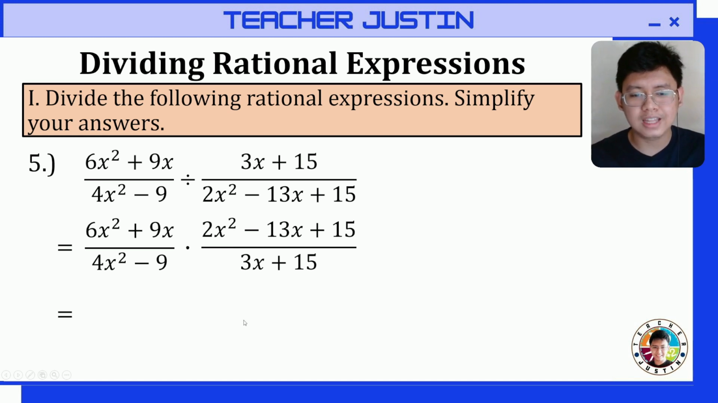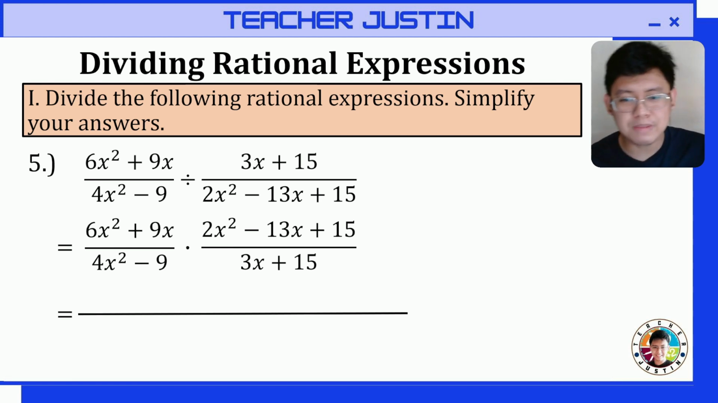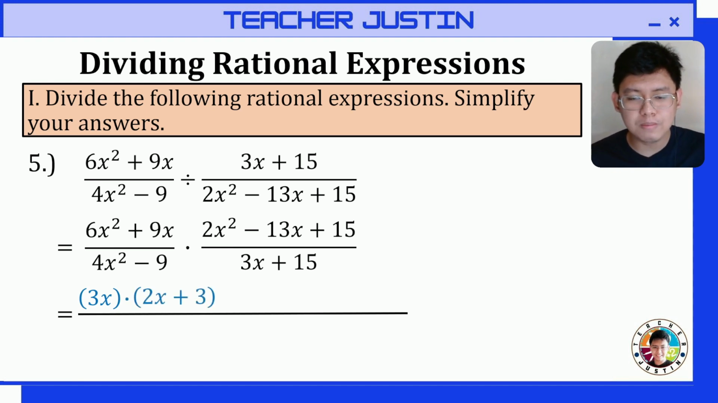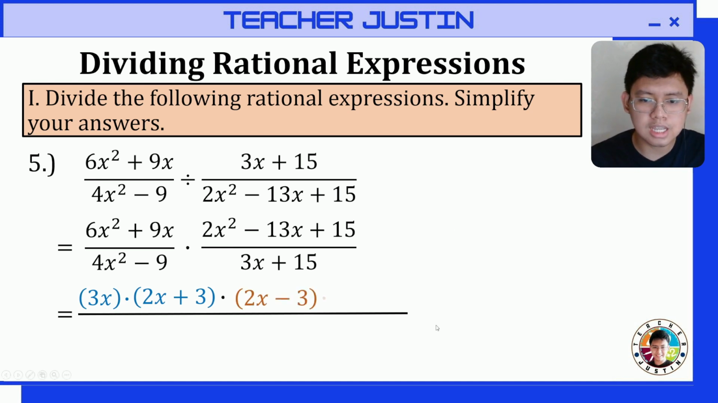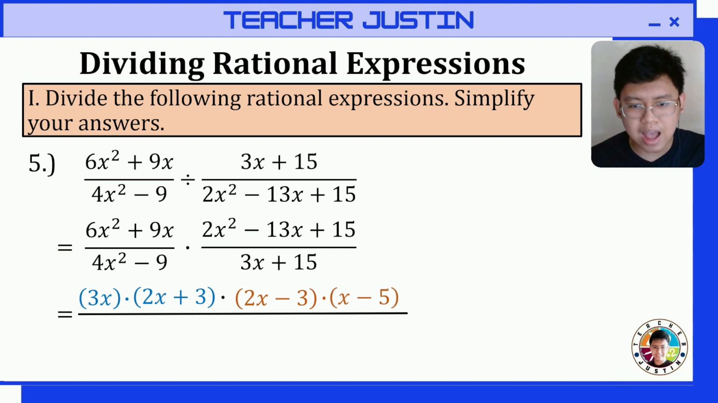So, let's factor our numerators and denominators. The numerator 6x squared plus 9x has a common factor of 3x, and the other factor is 2x plus 3. Now, the second numerator, we can factor using quadratic trinomial case number 2. That will give us 2x minus 3 times x minus 5.